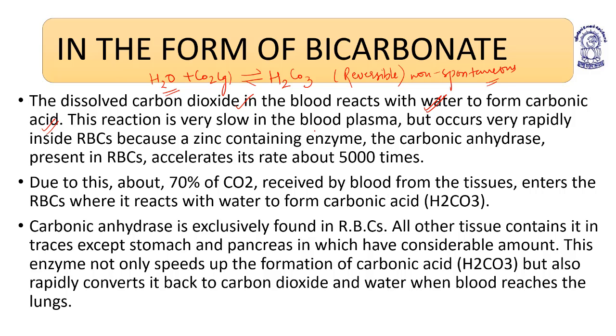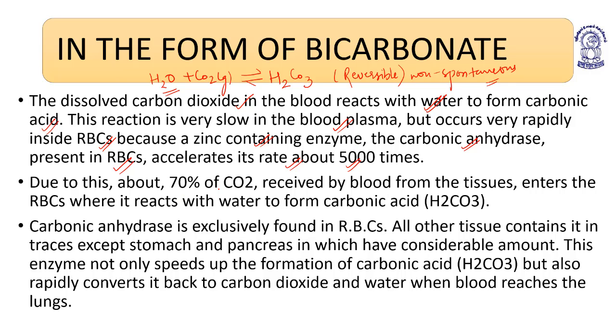This reaction is very slow in blood plasma but occurs very rapidly inside RBC, because the zinc-containing enzyme carbonic anhydrase, very important, present in RBC, accelerates its rate around 5,000 times. So the dissolved carbon dioxide in blood reacts with water to form carbonic acid. Inside RBC, the same reaction travels 5,000 times faster than in the plasma.